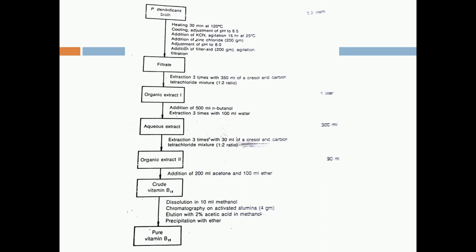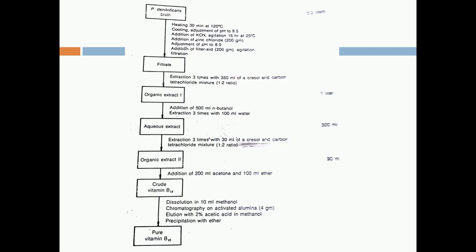After this, you will get organic extract again, after which you add a small amount of acetone and ether. After this step, you get something called crude vitamin B12. It is a crude product, that is vitamin B12 in the crude form. Finally, they dissolve it in methanol to solubilize it, and they pass it through a chromatographic column containing activated alumina. So this is further purification of your sample.